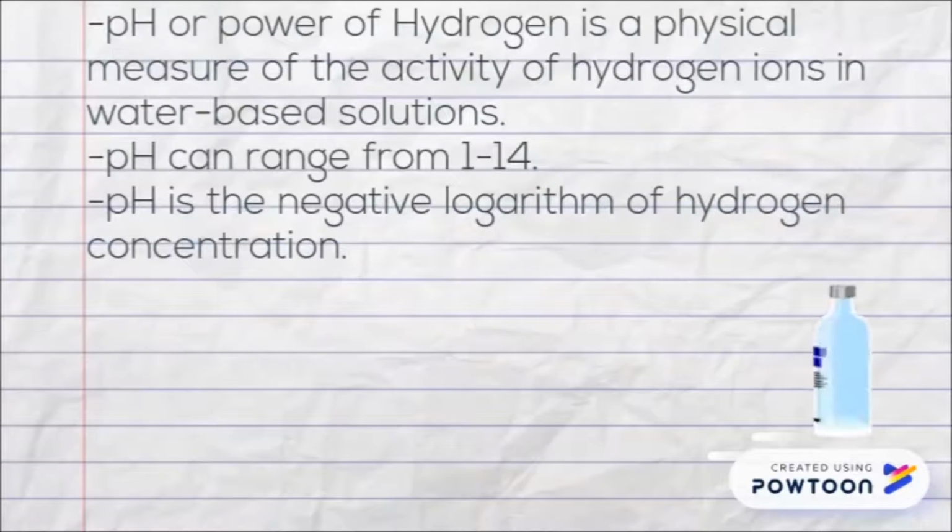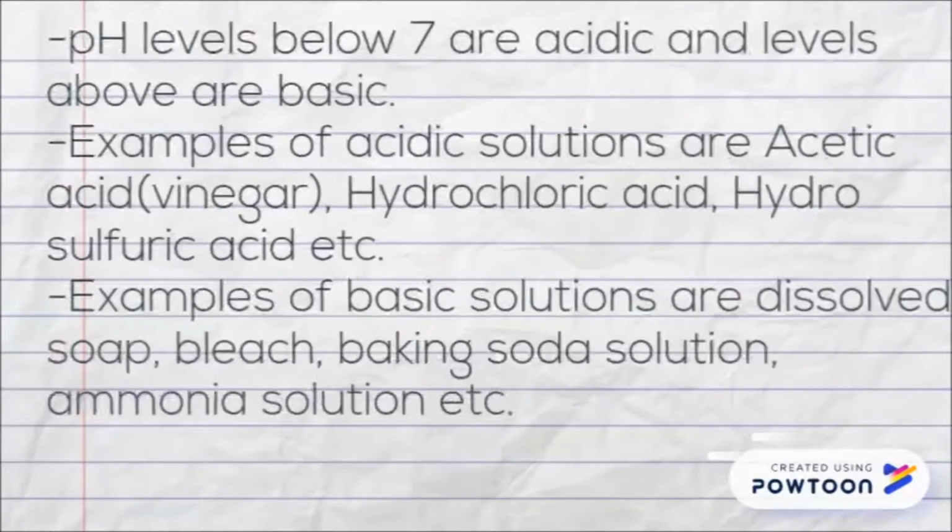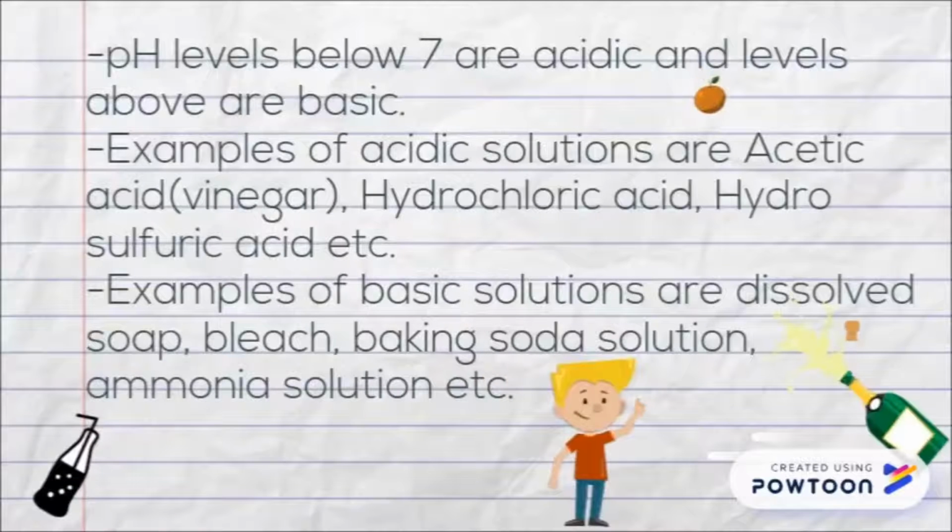pH, or power of hydrogen, is a physical measure of the activity of hydrogen ions in water-based solutions. pH can range from 1 to 14. It is the negative logarithm of hydrogen concentration. pH levels below 7 are acidic and levels above are basic.